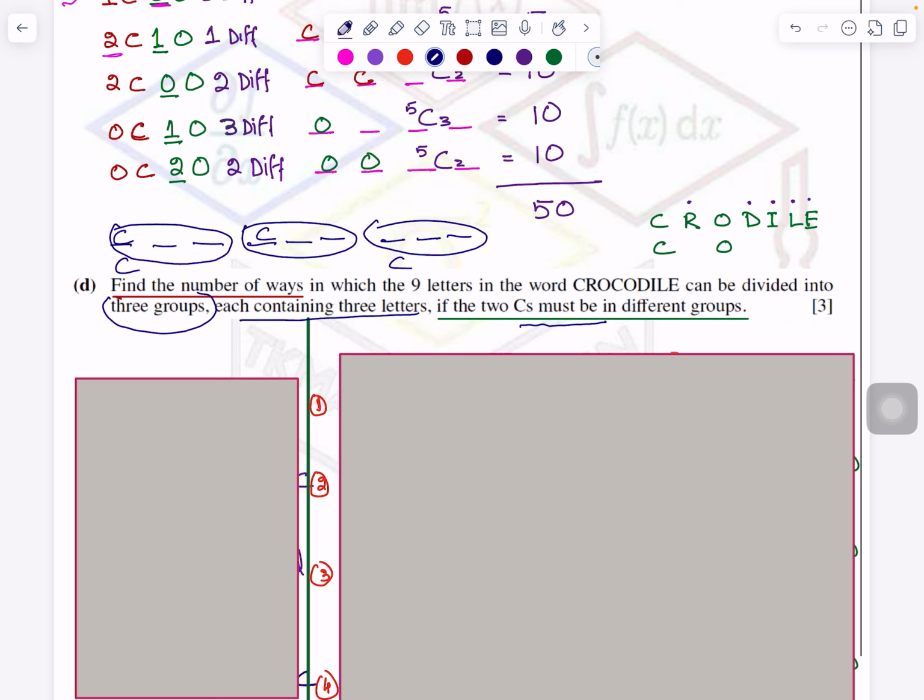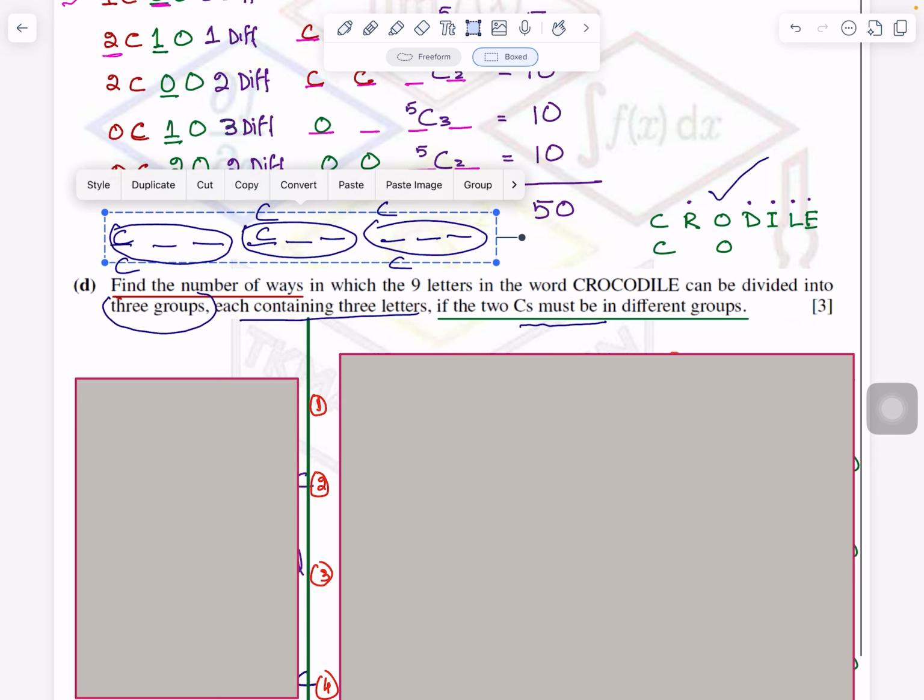So now let's see the cases. Let me erase it now again. So which cases have we made here? See here.